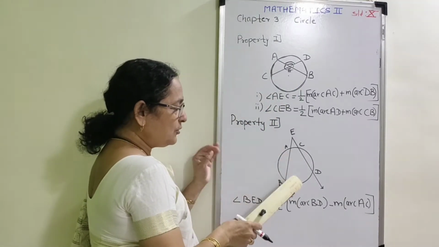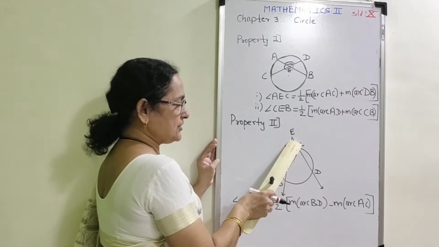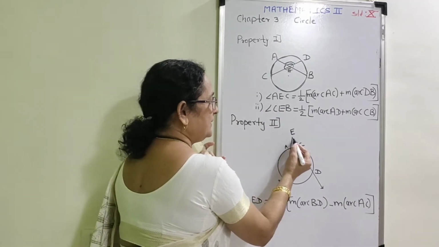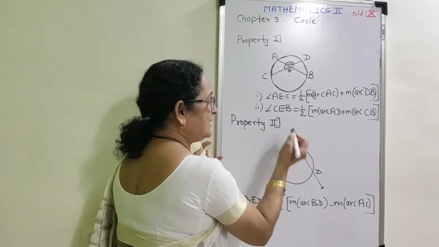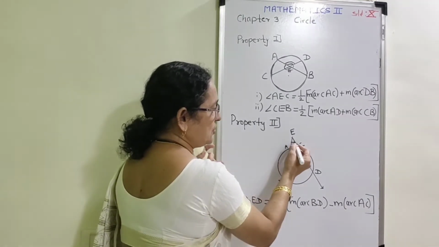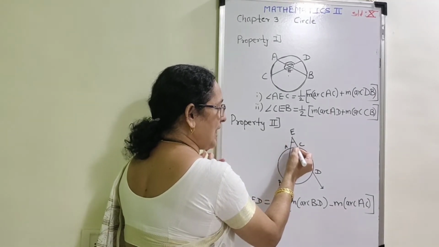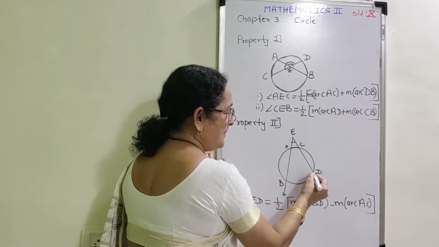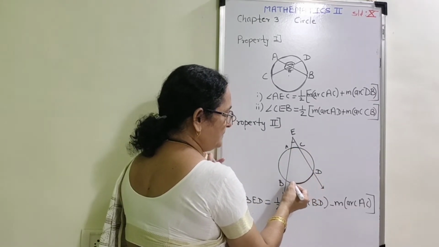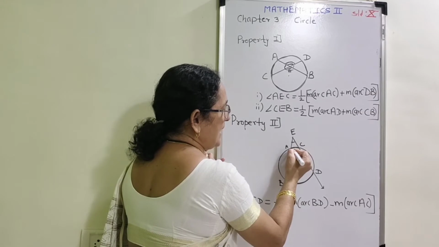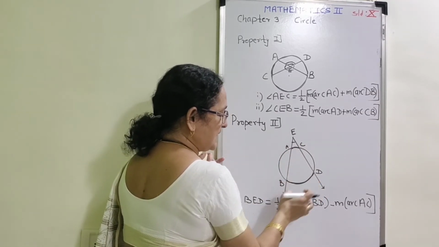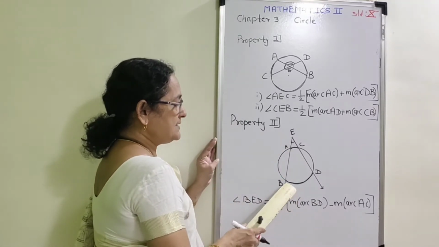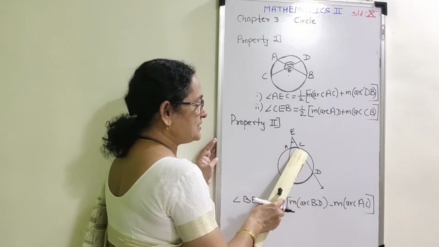property. When the chords intersect each other at an exterior point, that means now this point E is in the exterior region. Only one angle is remaining. At that time, the measure of this angle is equal to half of the measure of arc AC minus the measure of arc BD. Here are two arcs, AC as well as BD. Take their difference and make half of it, that is measure of arc BD minus measure of arc AC.